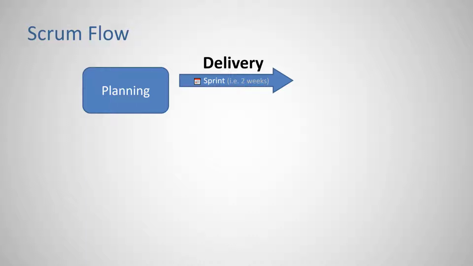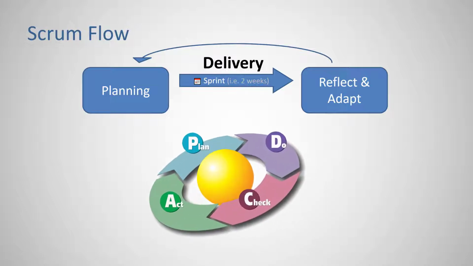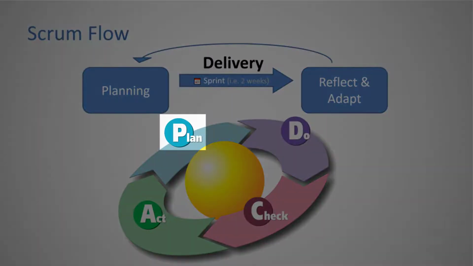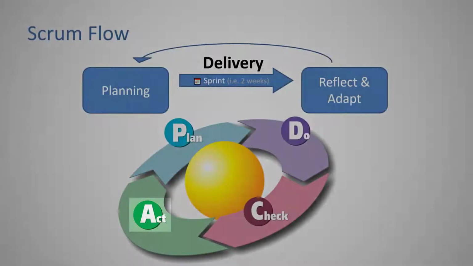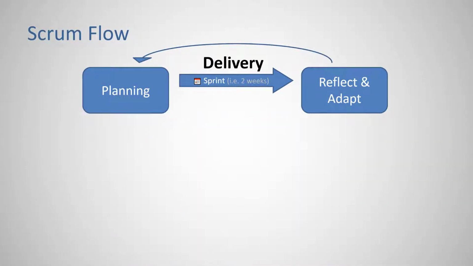When the team completes the delivery, they reflect and adapt, and they start the cycle again. So far, this is not very different from the Deming wheel, known as Plan, Do, Check, Act. But let's look into more details to the events, accountabilities, and artifacts added by Scrum. To plan, we need to consider a strategic view and a short-term goal defined in sprint planning.